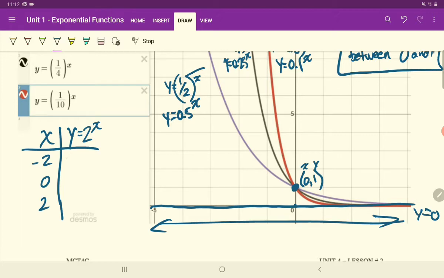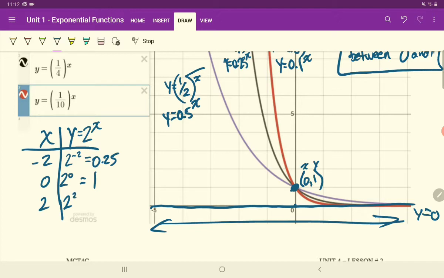So in the first one, we have 2 to the power of -2. If you punch that into your calculator, you'll see that you get 0.25. You can also use your exponent laws and do 1 over 2 squared, which is 1 over 4, which is also 0.25. But to go quick here, you'll punch that into your calculator. What about 2 to the power of 0? Well, we know that equals 1. That's our y-intercept. And then what about 2 to the power of 2?